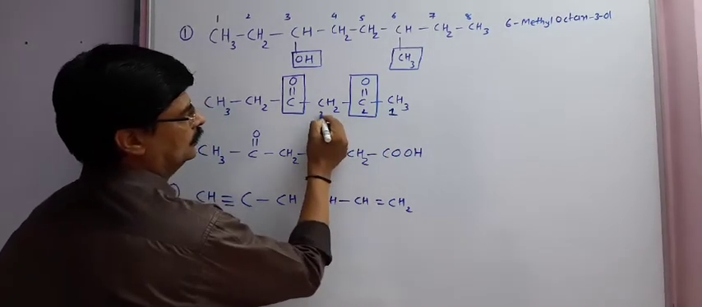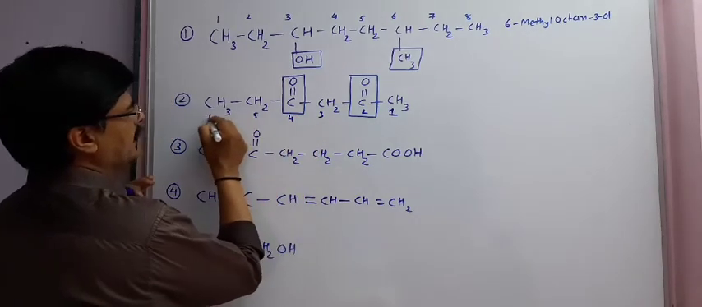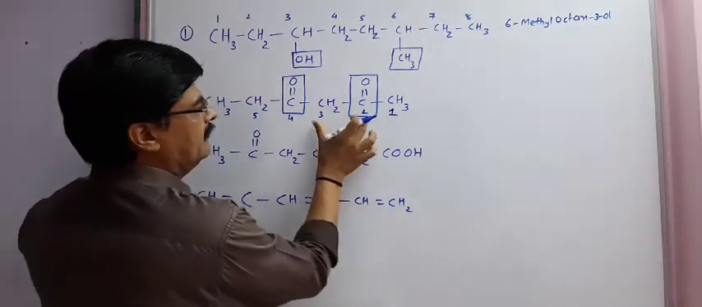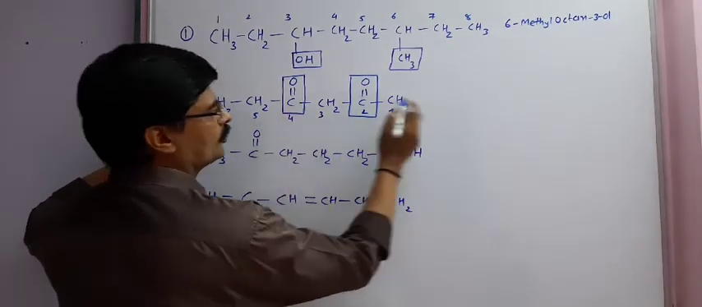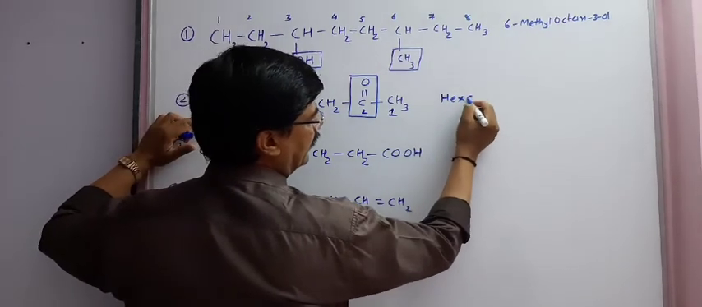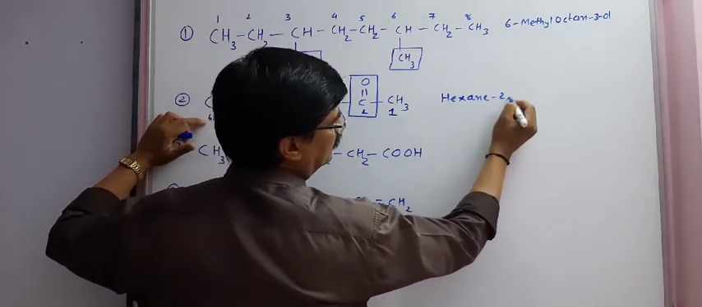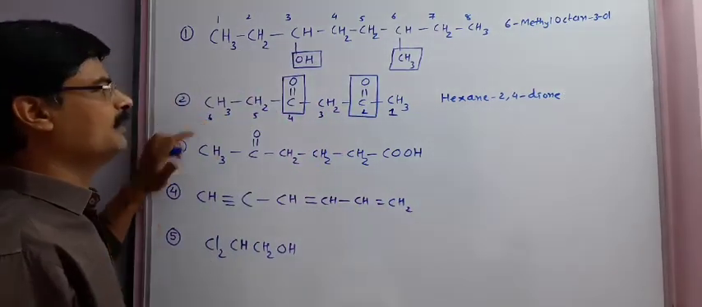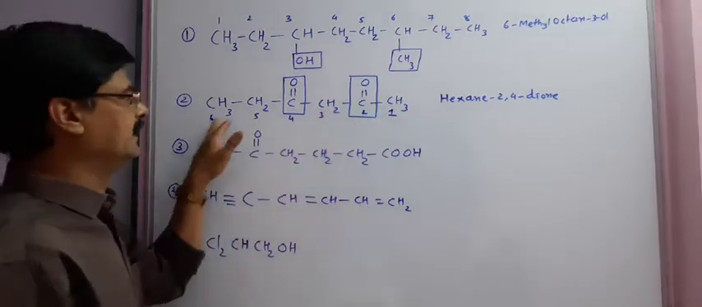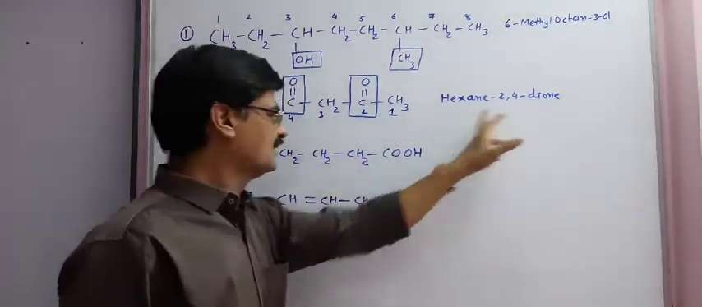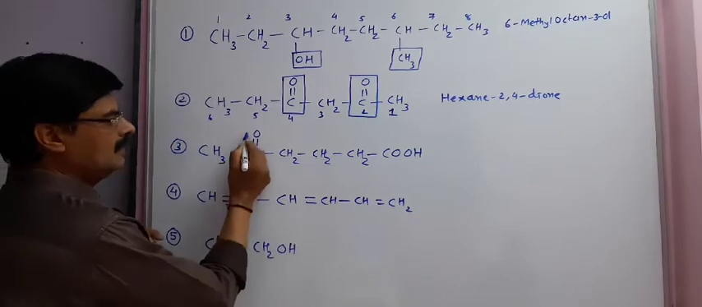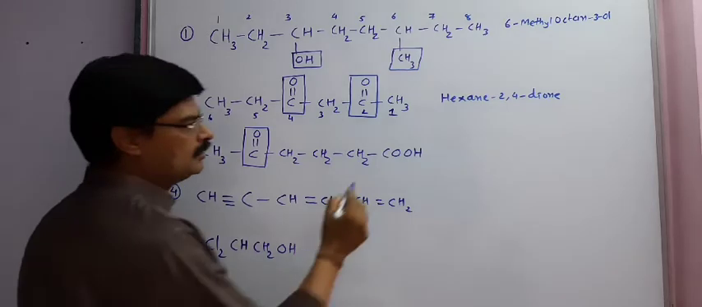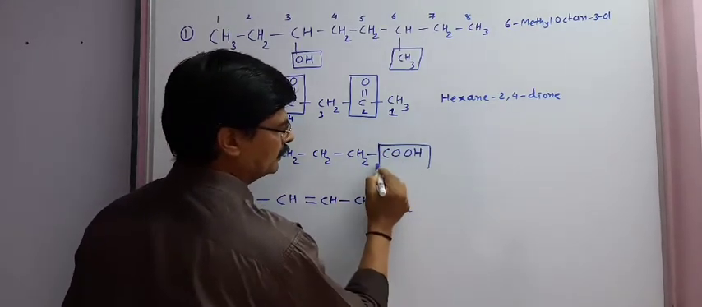So we have to start giving number from right hand side. 1, 2, 3, 4, 5 and 6. So total number of carbon atoms are 6 and we have second number and 4 number ketone. So hexane 2,4-dione. The IUPAC name of the second compound will be hexane 2,4-dione. Now third compound. We have two functional group again, C double bond O ketone functional group and acid functional group.